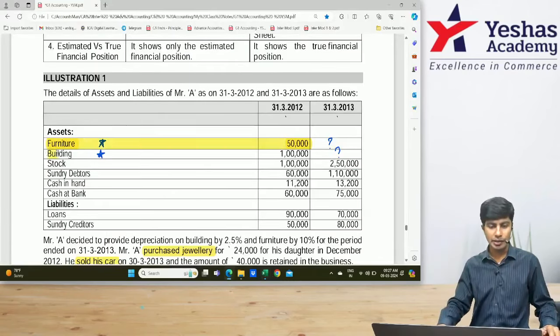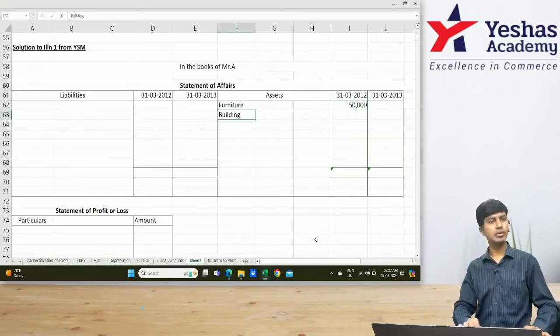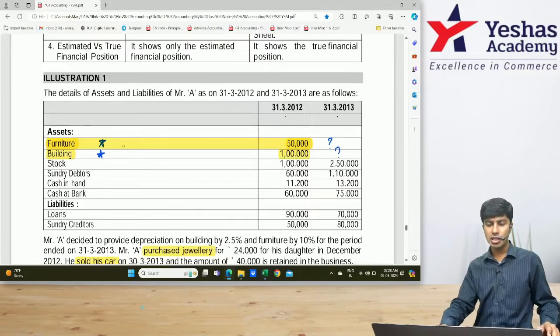Now, building. How much is building? 1 lakh. It is an asset. Building, 31st of March 2012. Again, below furniture, building. I'll write here 31st of March 2012, 1 lakh. Everyone's getting what I'm doing? After this, what do we have? Building also, we don't know the closing balance. We'll find it after depreciation.